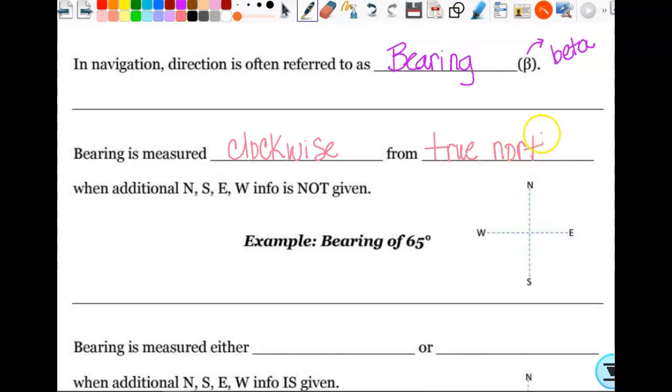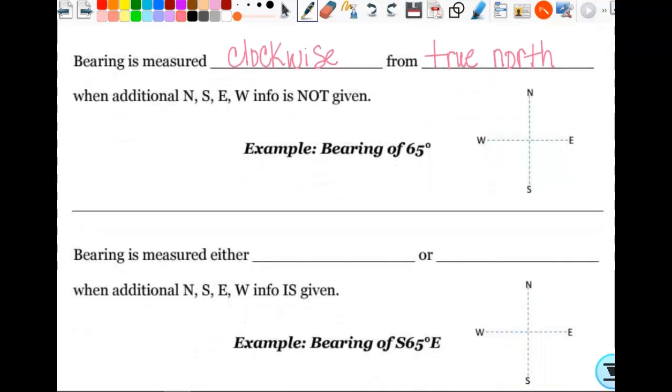So there's true north and there's magnetic north. I don't know what the differences are. I don't think it really matters, as long as you know how to do this part. But it's measured clockwise from true north when additional north, south, east, west info is not given. So, for instance, just a bearing of 65 degrees. Okay? So if it's stated like that, then I go from true north.